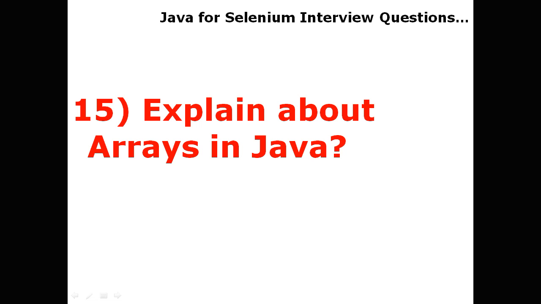Next, explain about arrays in Java. Java array is an object that holds a fixed number of values of a single data type. The length of an array is established when the array is created. Array length is fixed. Java array length is fixed. Java array has 0 based index.